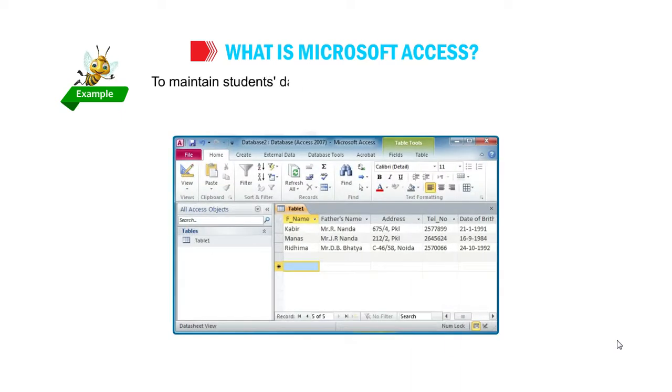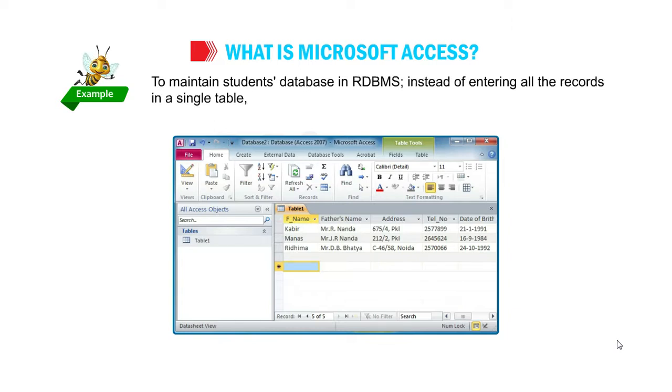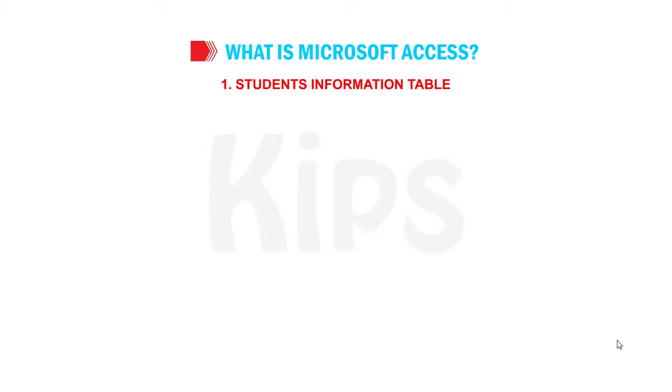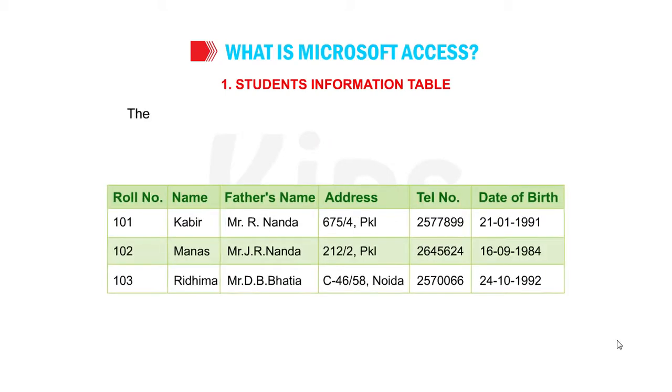To maintain students' database in RDBMS, instead of entering all the records in a single table, we will split our fields into two tables having a common column such as roll number. Number 1. Students Information Table. The Students Information Table consists of information about students.